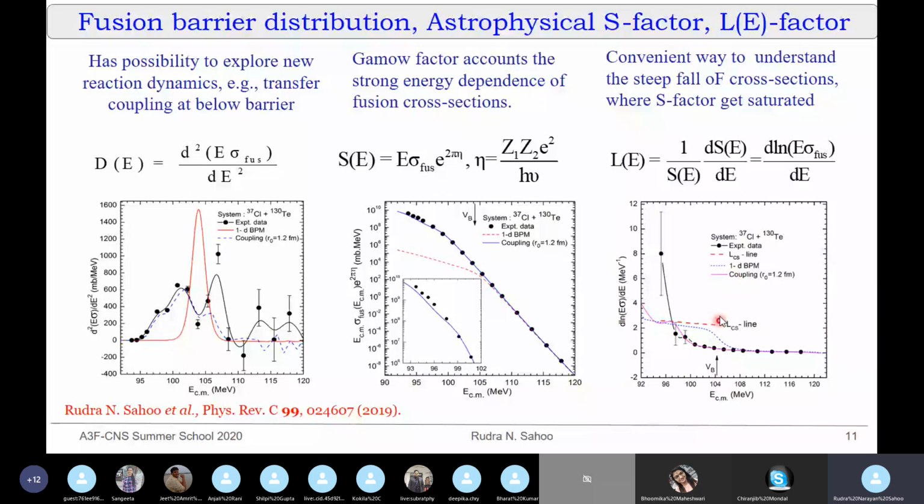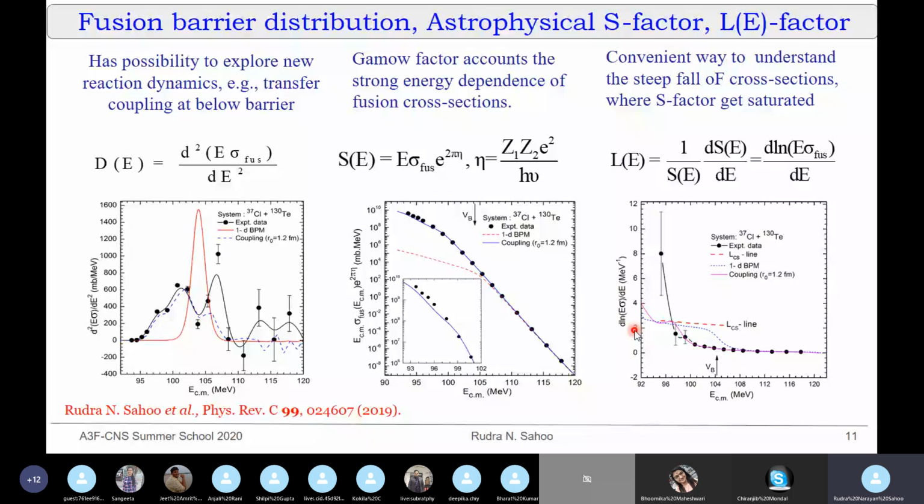And we didn't get any fusion. With decreasing energy, our LE factor is also increasing gradually, and we didn't see any down curve. That's why there is no fusion hindrance up to 1 microbarn per section for the 37 chlorine case. Maybe if we measure the fusion excitation function down to that, then we will get the fusion hindrance. But up to 1 microbarn per section, we didn't get any fusion hindrance.